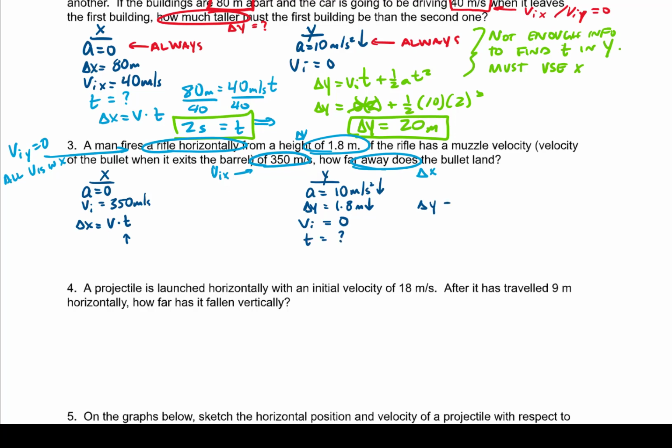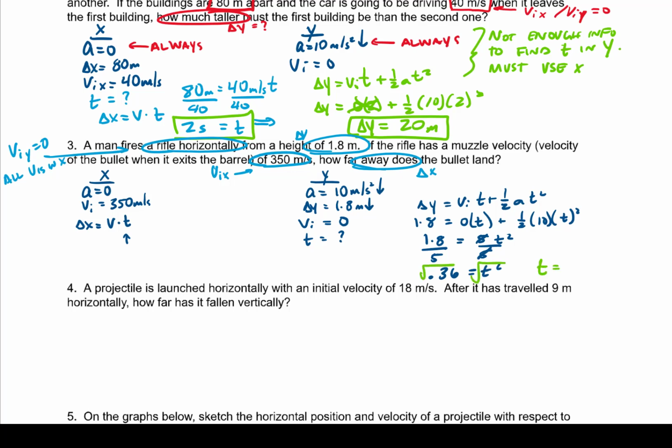So the equation I can use to find that is delta y is equal to v0t plus 1/2 at squared, or v initial times time plus 1/2 at squared. So delta y, 1.8, is equal to 0 times time plus 1/2 times 10 times time squared. Just simplify that a little bit. So 1.8 is equal to 5t squared. We'll divide both sides by 5. I get 0.36 is equal to t squared. Square root both sides, and we find that the time is 0.6 seconds.